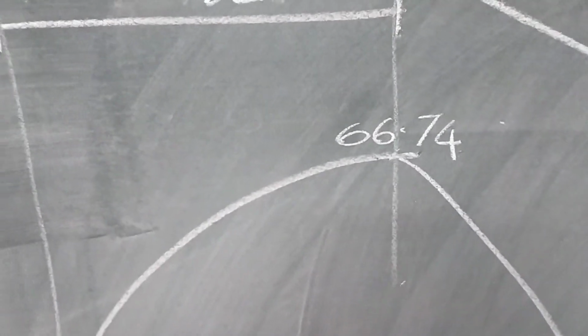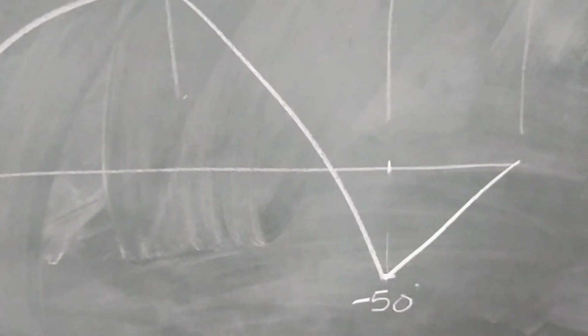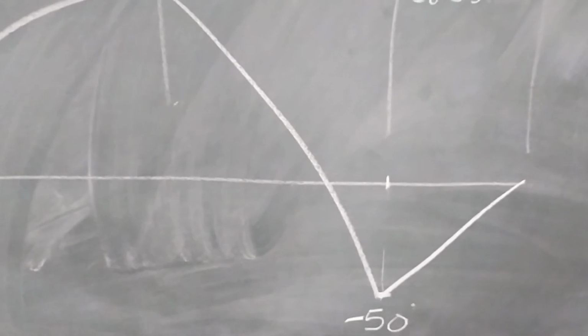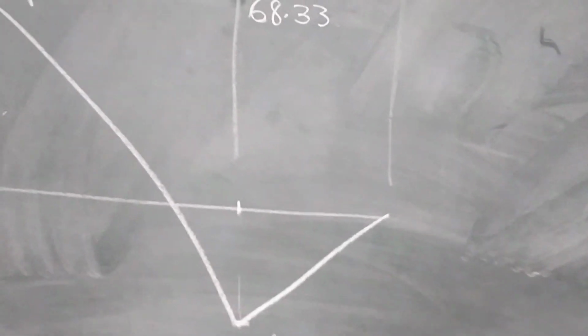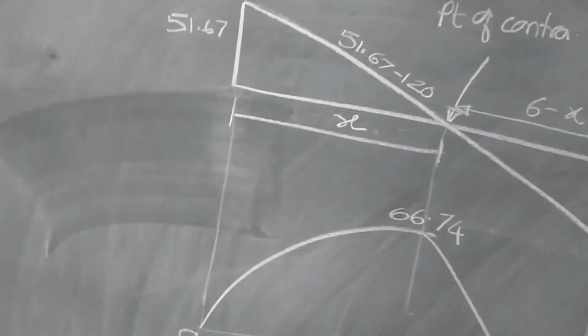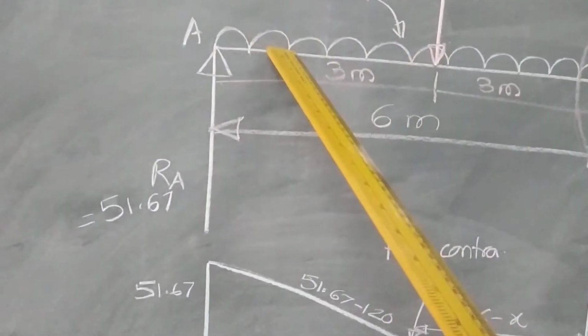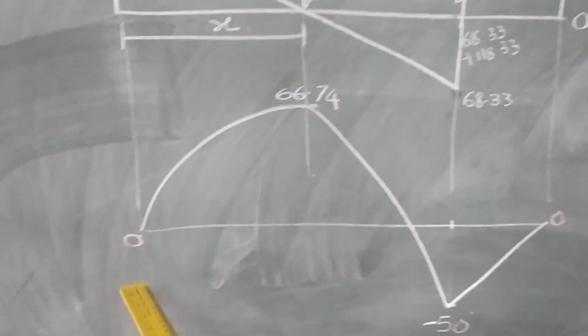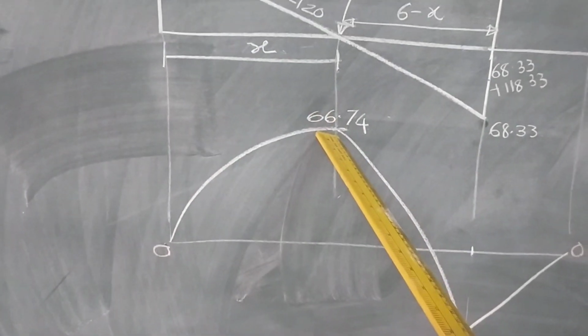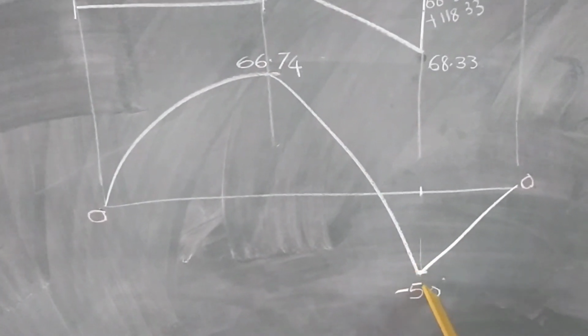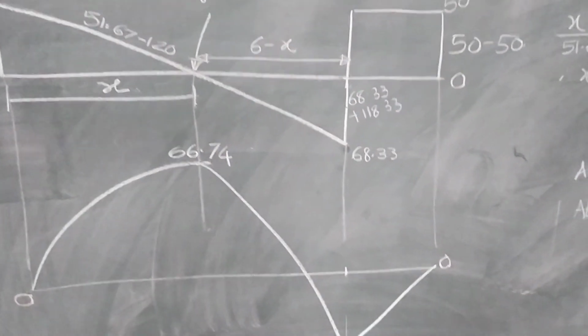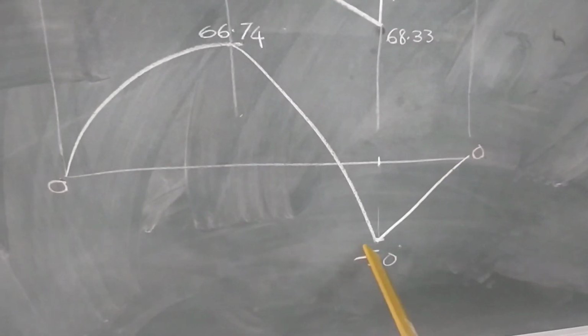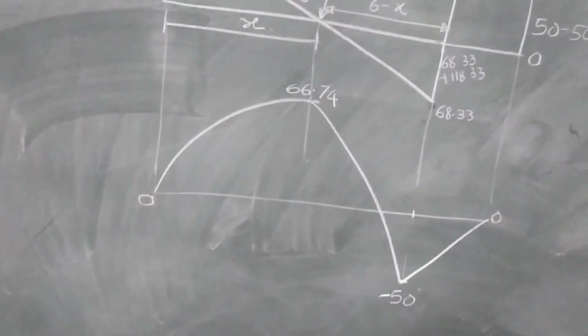Now, let us locate all these points C, B and Mx, that is maximum bending moment. So this is 0, this is 66.74, this is minus 50 at point B and this is 0.0 at point C. Now, as this is UDL, joining these by parabolic curve, we will get 0 to 66.74 to minus 50, and with a straight line because point load is there, this is nothing but the bending moment.